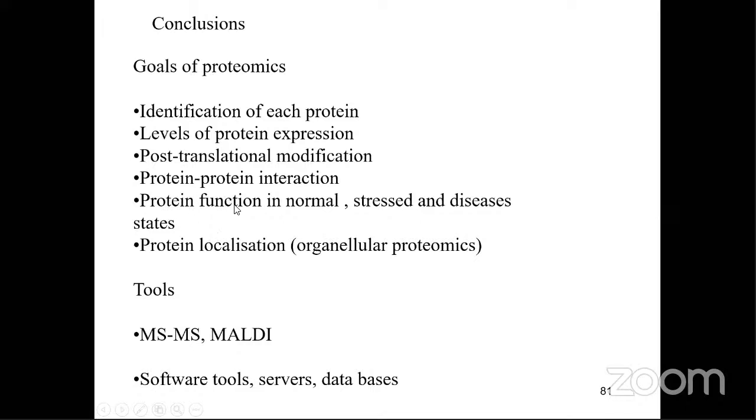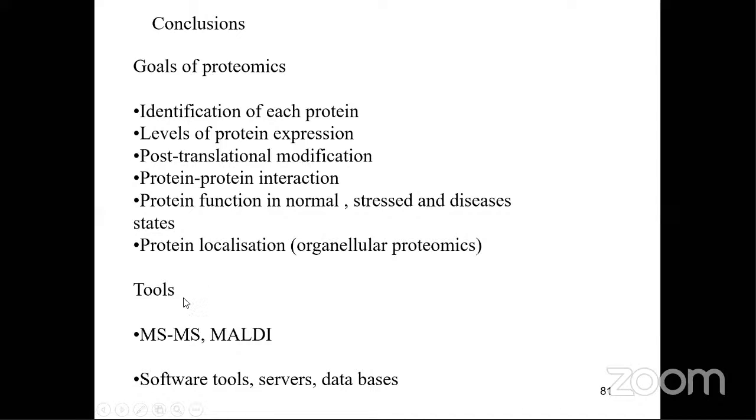Proteomics helps to find out the proteins in the normal state, in the stressed state, and in the diseased state. This is very useful in medical biotechnology. So we can see which proteins get expressed in a particular type of cancer or a particular type of inflammatory condition. Which proteins are not expressed or are expressed in the stressed state. Protein localization: where the protein is present. Is it present intracellular, extracellular, in the Golgi body, and so on.